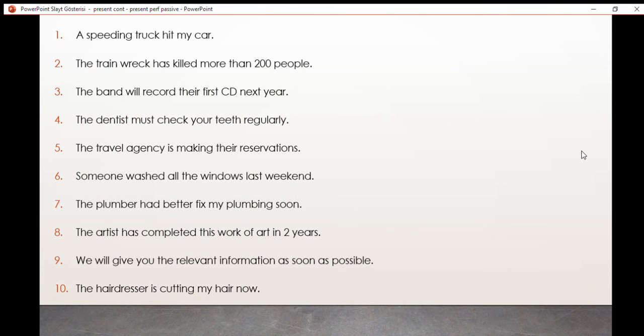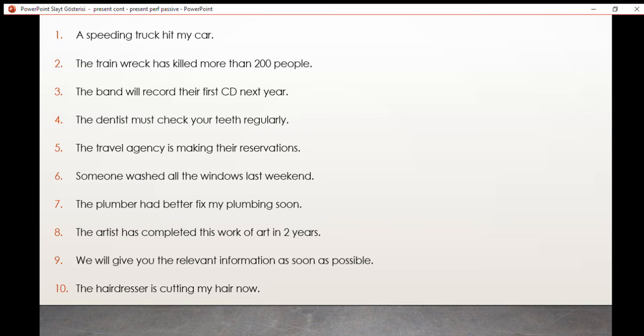Now, there are 10 sentences with many different tenses. Give yourself at least 15 minutes. Pause the video here. Give yourself 15 minutes. Turn these active sentences into passive voice. Do not change their tenses.